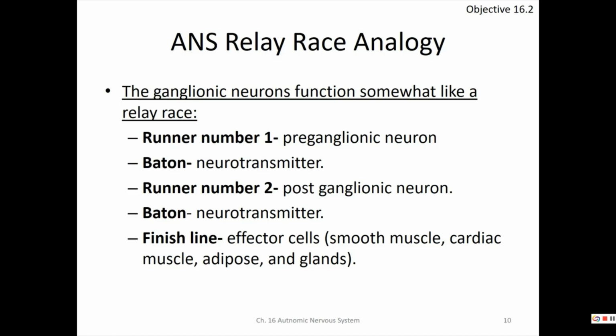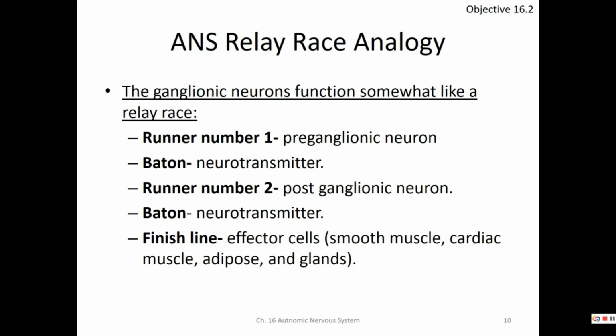So runner number one, our preganglionic neuron, is our first runner. When a runner needs to pass off to the next runner, you pass off a baton. In this case, batons are neurotransmitters. The preganglionic neuron will synapse with the postganglionic neuron, and a neurotransmitter is released between the two. Then runner number two, the postganglionic neuron, releases a neurotransmitter to get the baton to the finish line. What's the finish line? That's your effector cells: smooth muscle, cardiac muscle, glands, and adipose.